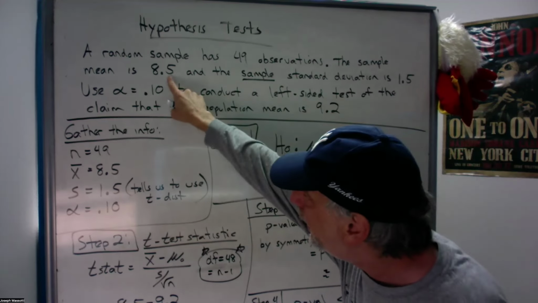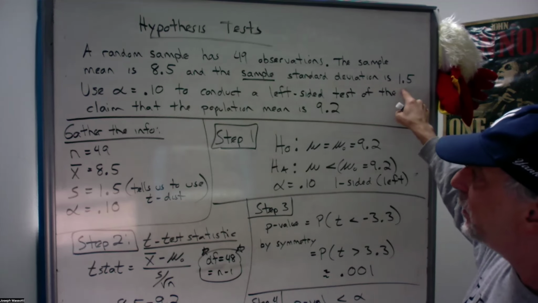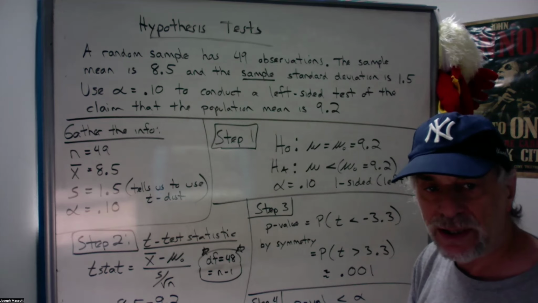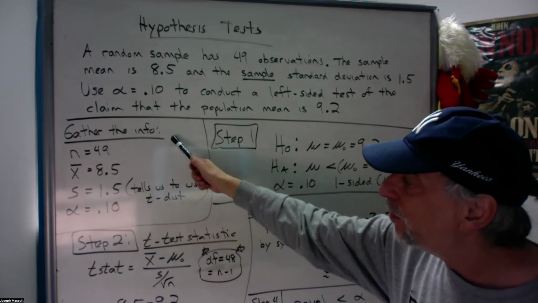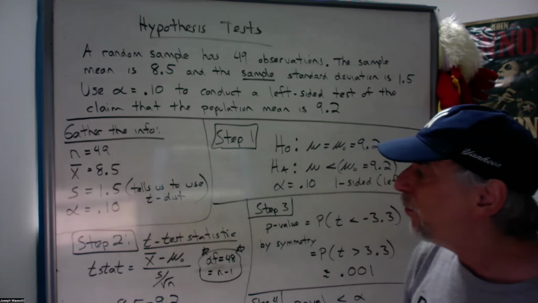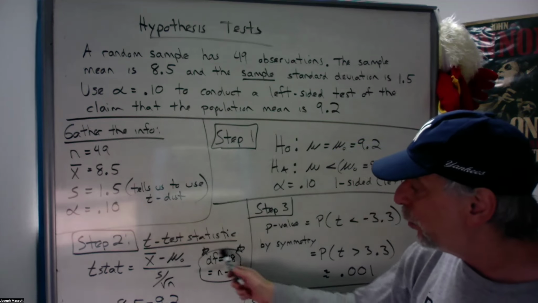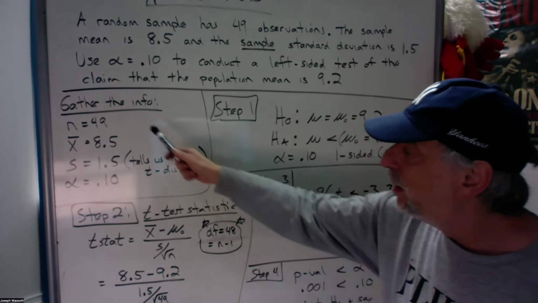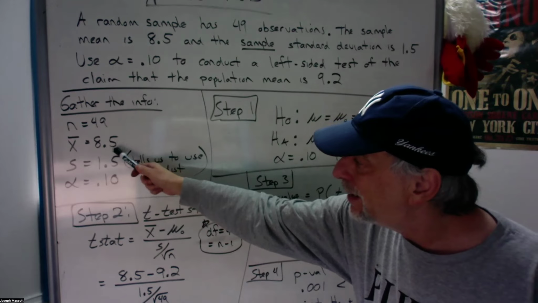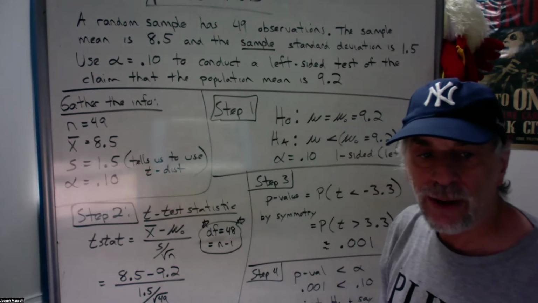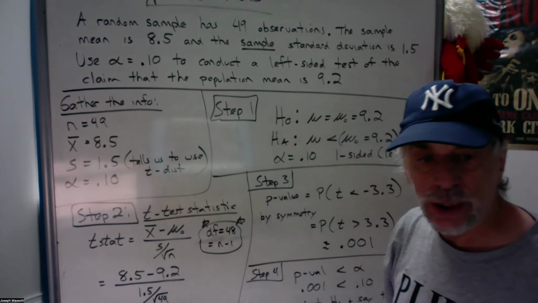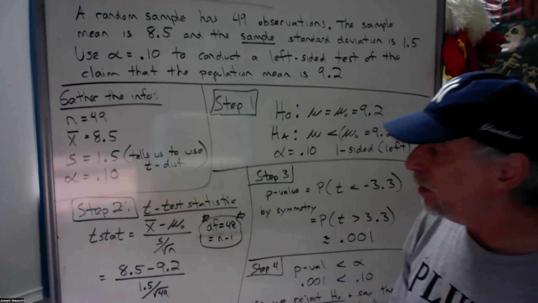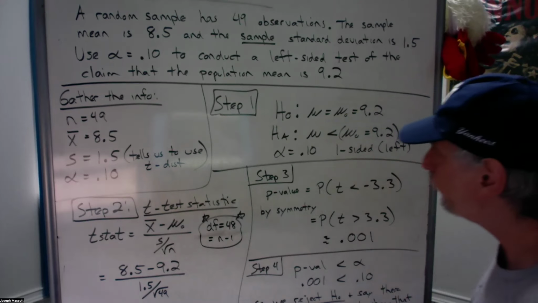This is the sample mean that we get. This is the sample standard deviation that we get. So just like every other hypothesis test, first we gather the information. We have a sample size of 49. That tells us that our degrees of freedom are going to be 48, right? N minus 1. Sample size is 49. Sample mean is 8.5. Sample standard deviation is 1.5. And the alpha level is 0.10.